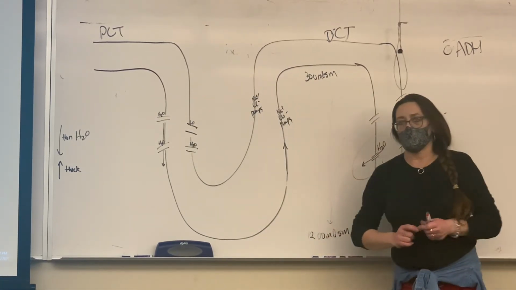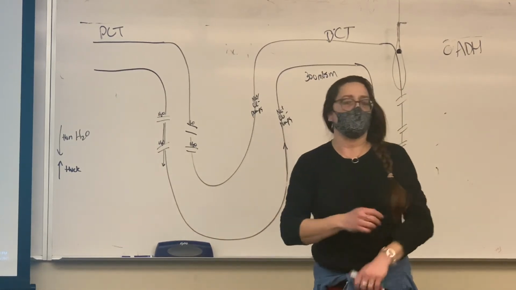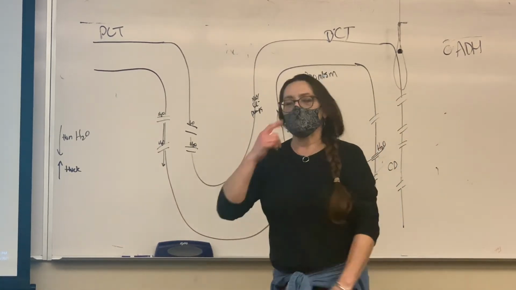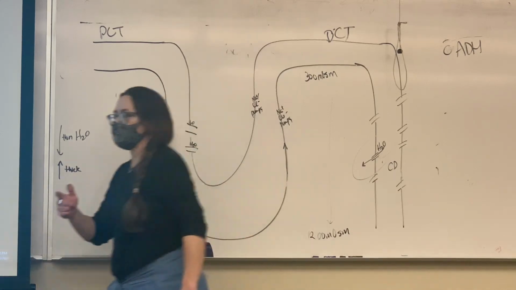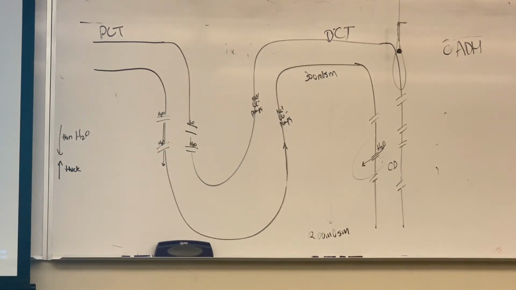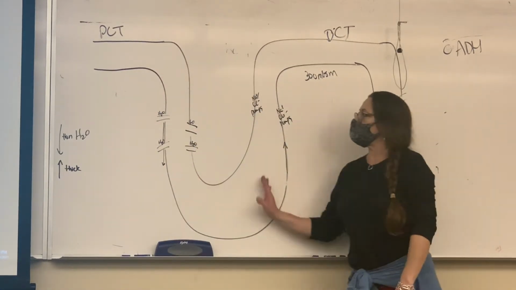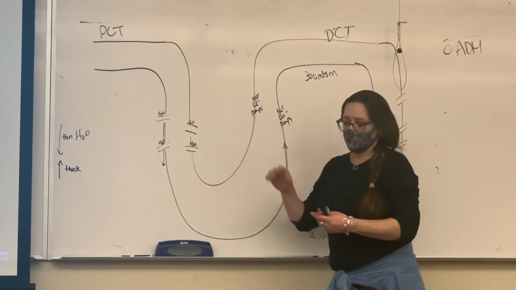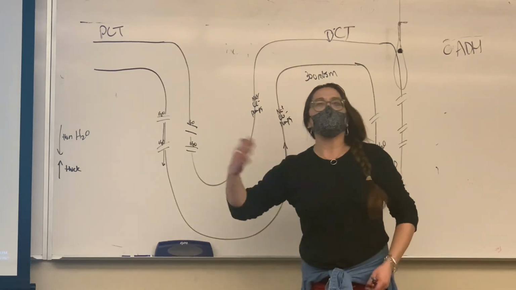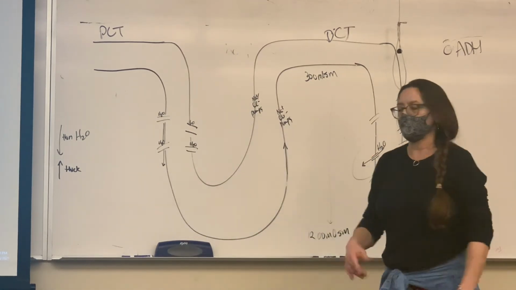Okay. All right, so now let's go through this and see how it works, okay? This thing is called counter current multiplication. We already know what the counter current means. It means filtrates moving in opposite directions in these two limbs at the same time. Filtrate moves down the descending at the same time it's moving up the ascending. Now, what's the multiplicative part? Counter current multiplication. It works like this.